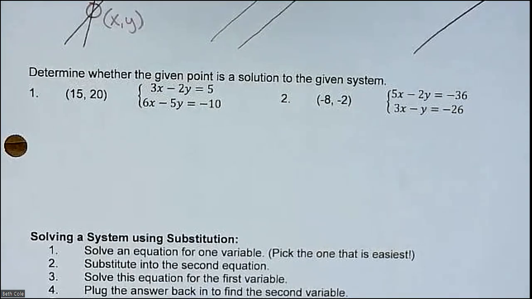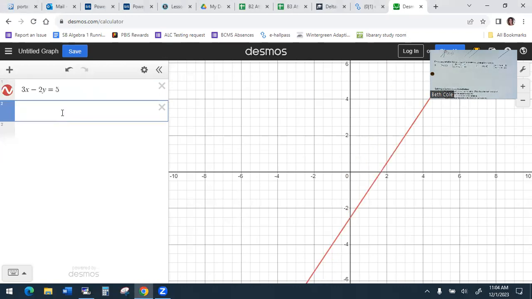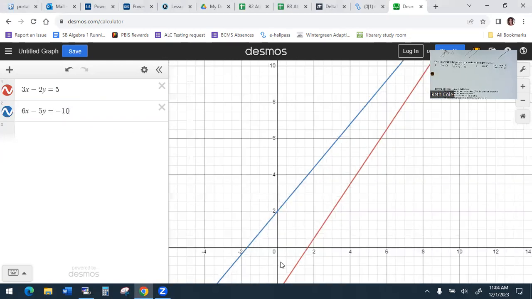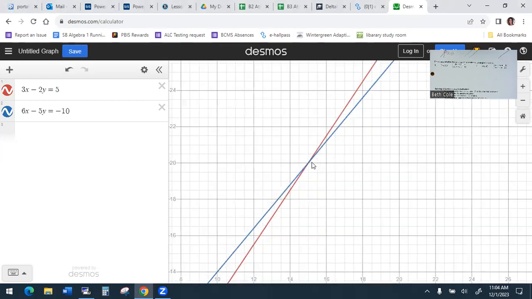I'm going to share my screen, go to the calculator and type this in. So do you guys see how I am just typing in that first equation? Do you see what I did there? Okay, because when I turn it over to you, you got to be able to use the calculator. And then I'm going to do the other one. 6x minus 5y equals -10. Now, I don't see an intersection here. Sometimes you might need to move the graph. Do you see how I'm having to move this over to find that intersection point? All right, I'm going to click on the intersection. Do you see how it's 15, 20?